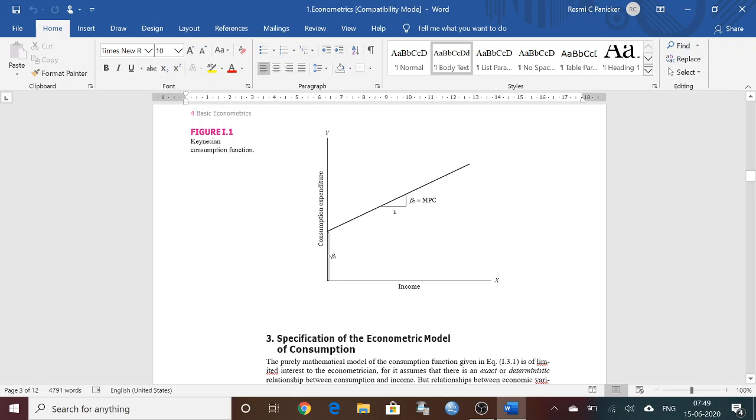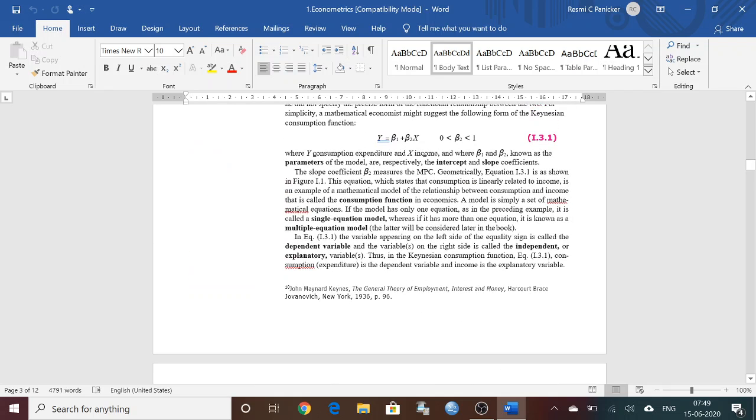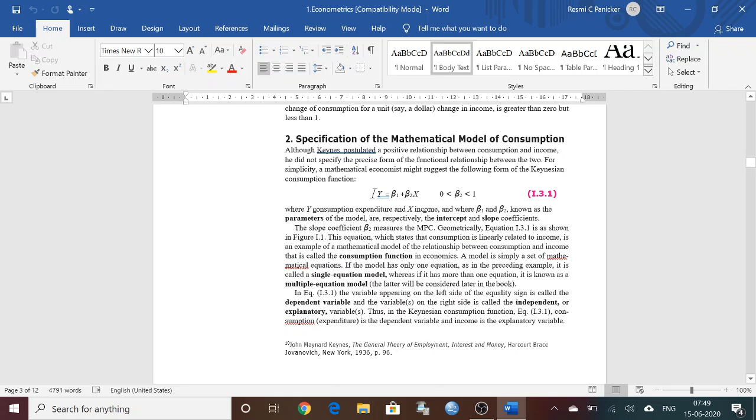Got the idea? So here this consumption income relationship has been plotted in a mathematical formula. And here beta 1 and beta 2 are constants, which are known as parameters. The deeper meaning of parameter I will discuss in later classes, and here you just remember this formula.